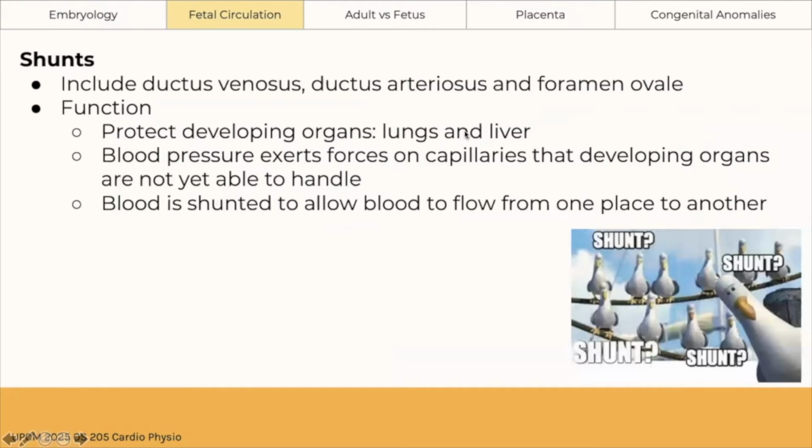Now, your shunts. Why do you need shunts in the first place, and why don't they persist in adult life? Your shunts include, as mentioned before, these three. Their function is to protect developing organs, such as your lungs and your liver. Your blood pressure exerts forces on capillaries, but these organs, as they're still developing, are not able to handle the pressure exerted by the full load of blood flow. So blood must be shunted to allow blood to flow from one place to another.